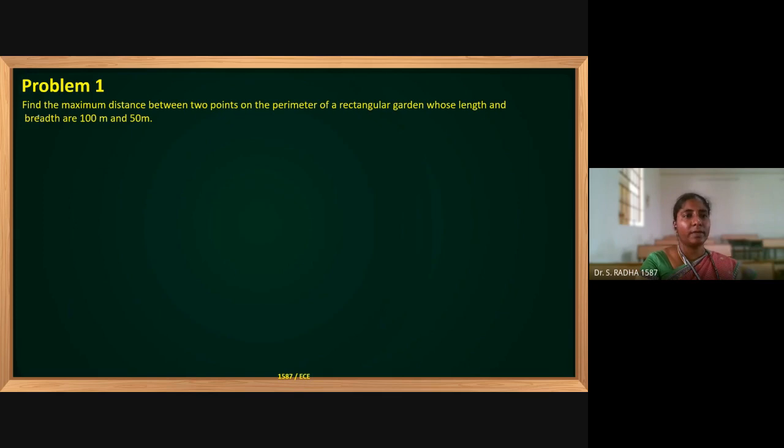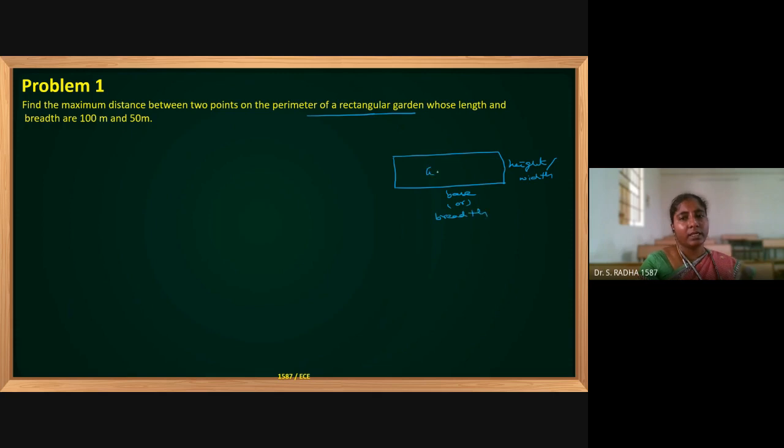Find the maximum distance between 2 points on the perimeter of a rectangle. A rectangular garden is there. This is a rectangle. This is called the base, and this is called the height. Sometimes this is called width, and it can also be called breadth.